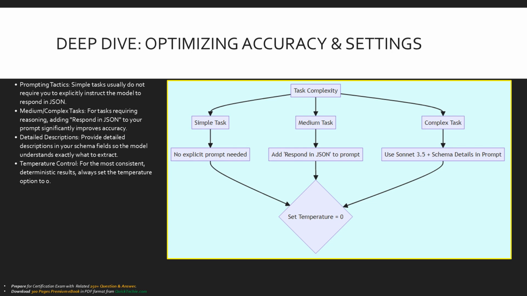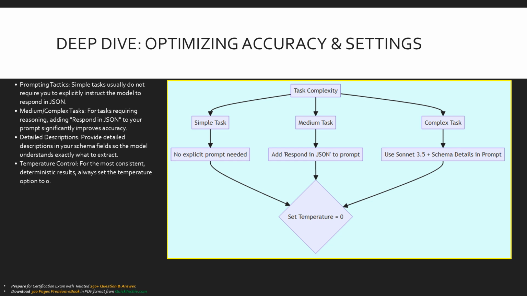To master Cortex Complete, you need to understand how to optimize the model's adherence to your schema. While complete structured outputs does not usually require a prompt to enforce JSON formatting, task complexity can significantly influence the ability of LLMs to follow a JSON response format. For simple tasks like entity extraction, just using structured outputs is enough. However, for medium complexity tasks that require reasoning, we recommend adding "respond in JSON" in the prompt to optimize performance.